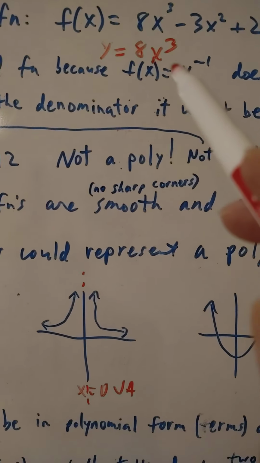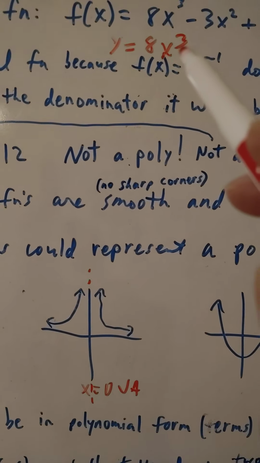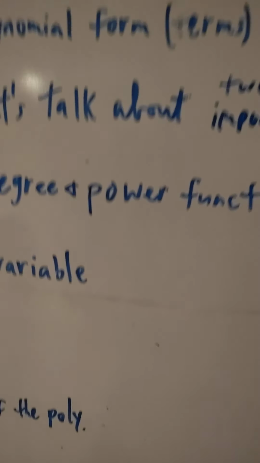Isn't this function of odd degree? Isn't the power function of odd degree here, because isn't 3 an odd number? So what happens to the graph if the polynomial function has a power function of odd degree?